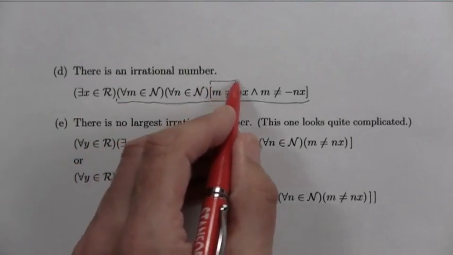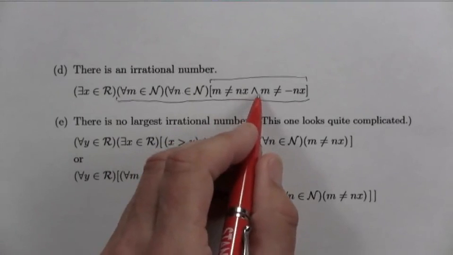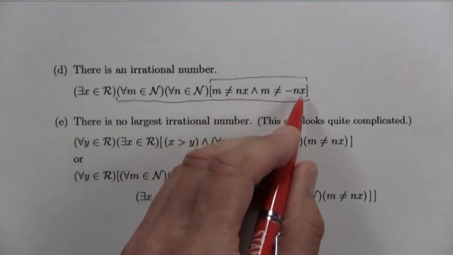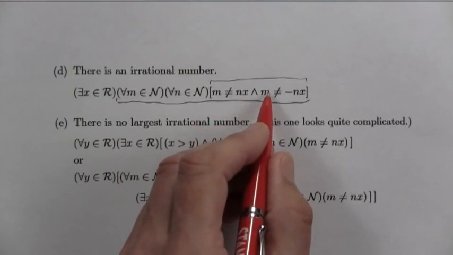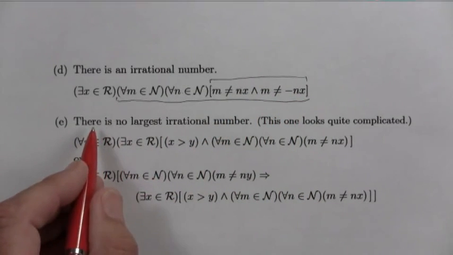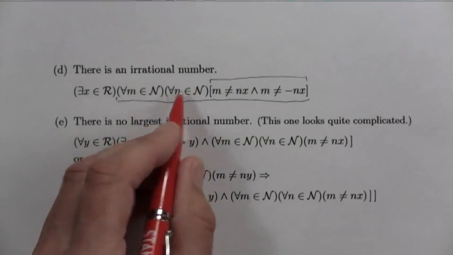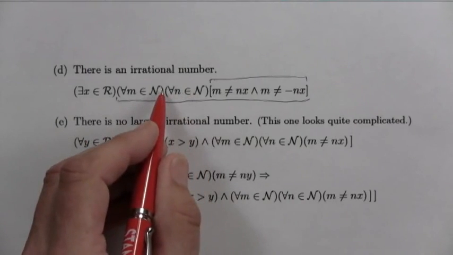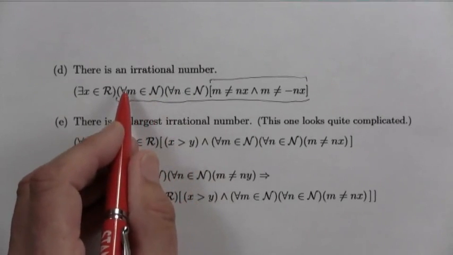now I've got brackets in because this part has to be brought together, m is not equal to nx, nor is m equal to negative nx. M divided by n is not equal to x, nor is minus m divided by n equal to x. Okay? So I suggest you compare this one with part C that we just did to see how I've just taken my answer to part C, taken the negation and made it an existence statement.